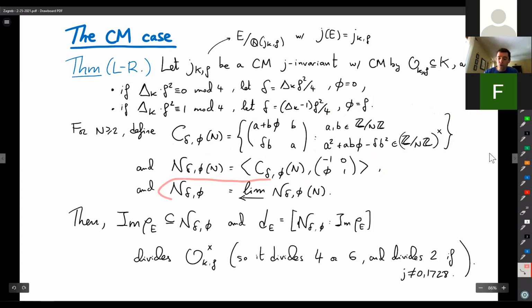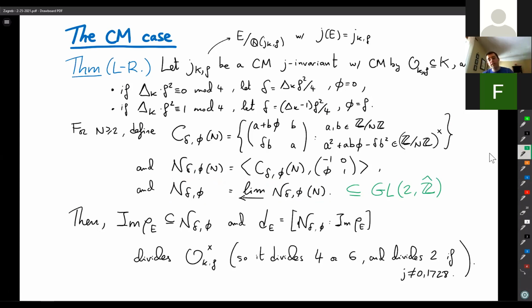And then you can do an inverse limit of such groups, and that gives you an adelic subgroup. Okay, so now this would be inside GL2 of Z hat. And what the theorem tells you is that the image is always contained in this normalizer, and then the index of this adelic image divides the order of the group of units of your order that you have CM by.